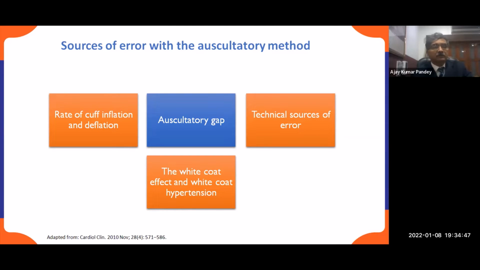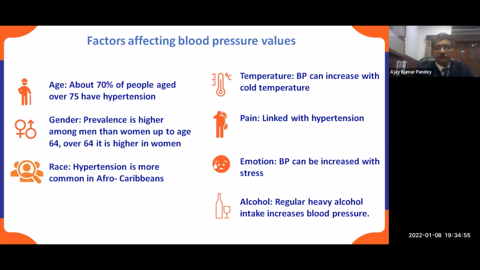And white coat hypertension is when a patient is otherwise normotensive, but in a hospital or clinical setting the blood pressure is high. That's called white coat hypertension. And the reverse is the case for masked hypertension: the blood pressure is normal in the doctor's chamber, but it is high in the regular routine settings. So what are the factors affecting the blood pressure values?